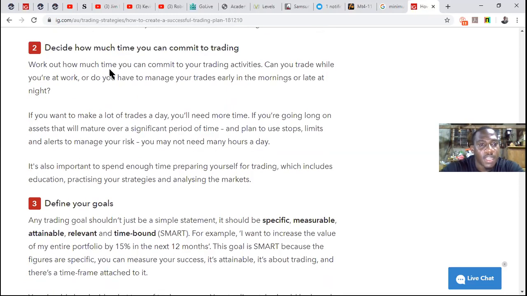Okay, decide how much time you can commit to trading. Work out how much time you can commit to your trading activities. Can you trade while you're at work? Or do you have to manage your trades early in the morning or late at night?